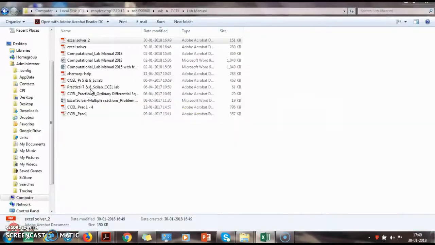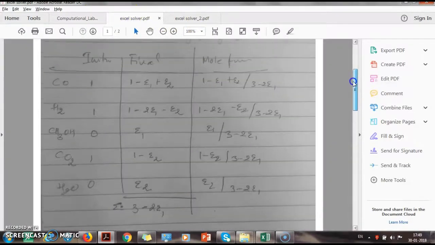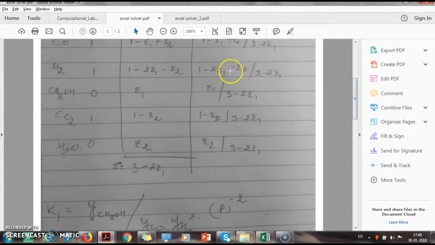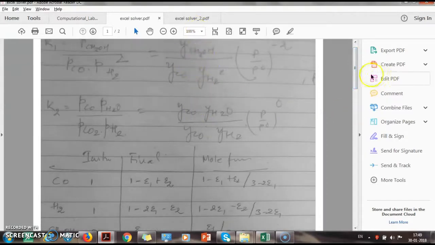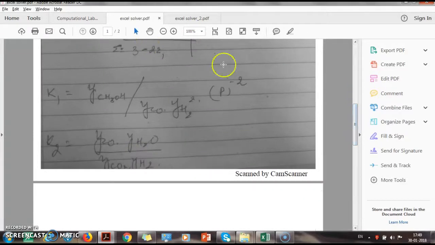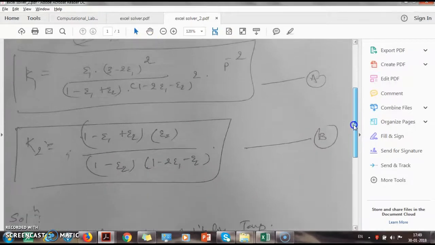So these are our reactions, right? And this is what we can convert them in terms of mole fractions. This is YCO, this is YH2, this is YCH3OH. When we substitute them here in place of this, what we get is something like this. And we get two expressions for K1 and K2 separately in terms of epsilon 1 and epsilon 2. And we need to solve this simultaneously, right, to get the values of epsilon 1 and epsilon 2.